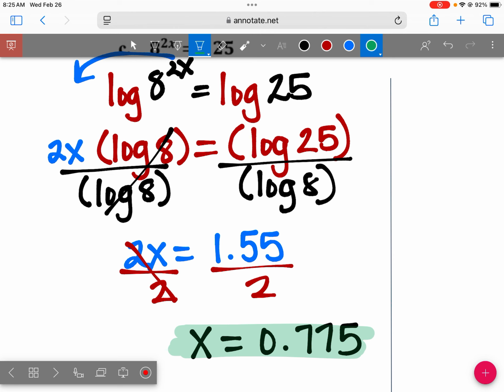All right, I want you all to try to do question D on your own. D is just like C. So take a couple minutes, try to work through question D. So you're going to have to put your log in, move the exponent, and divide twice.